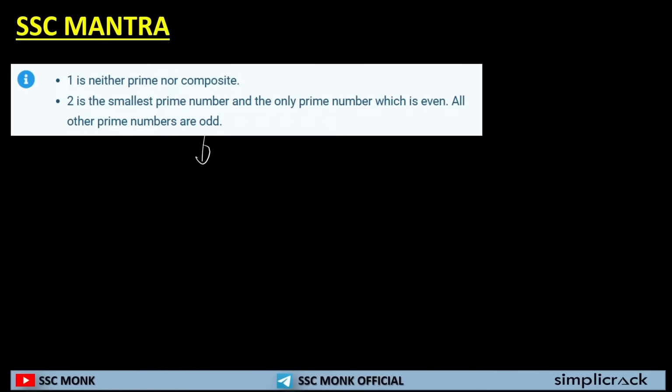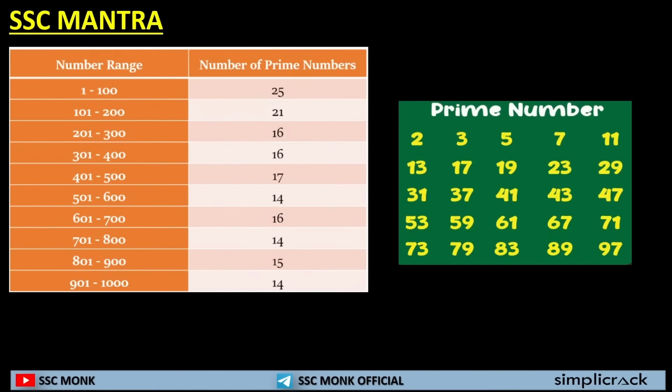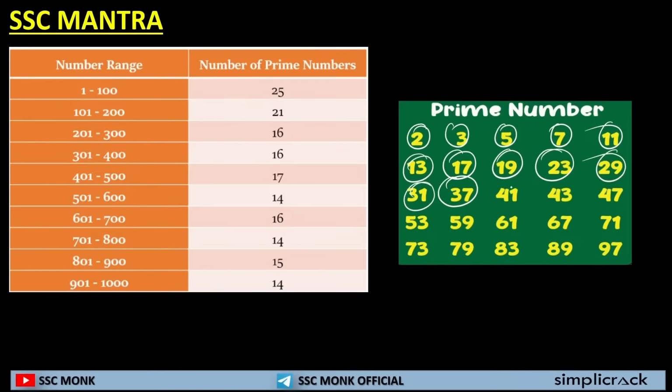So this math mantra is really important from your exam point of view. Clear? Now you need to understand what the prime numbers between 1 and 100 are. See, 2, 3, 5, 7, 11, 13, 17, 19, 23, 29, 31, 37, 41, 43, 47. These 15 numbers are the prime numbers between 1 to 50.